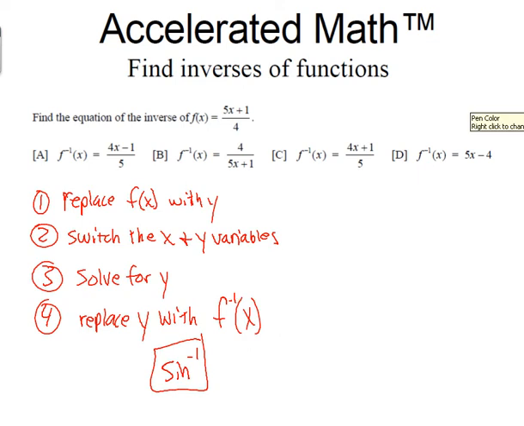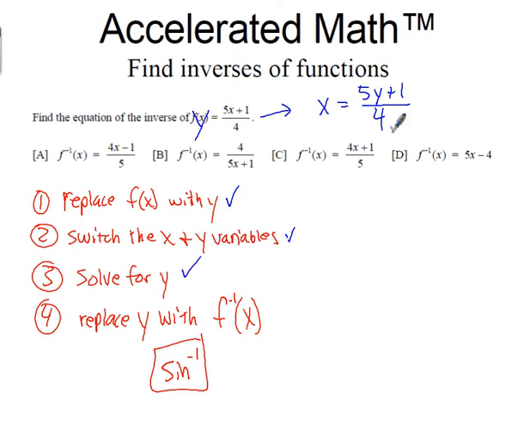So we're going to start by replacing f of x with y. So we're just going to put a y in there. Then we're going to switch the variables. So I'm going to take this function and switch the variables. So I now have x equals 5y plus 1 over 4. Simple enough step. And then I'm going to solve it for y.